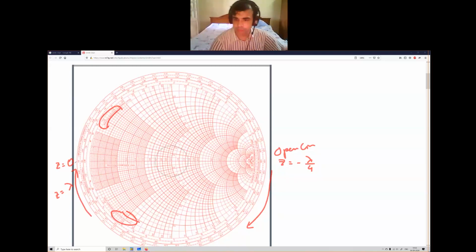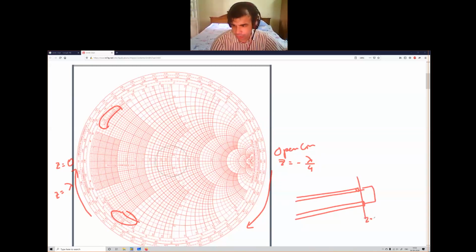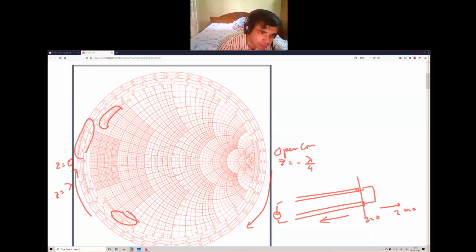Now we are moving. This is my short circuited load, at Z equal to 0. This is the positive Z axis. Now if you move in this direction, that is towards the generator, the generator is somewhere here. So we are moving towards the generator, towards the left. See here, wavelengths towards generator. The arrow is clear. So you have to move in the clockwise direction.